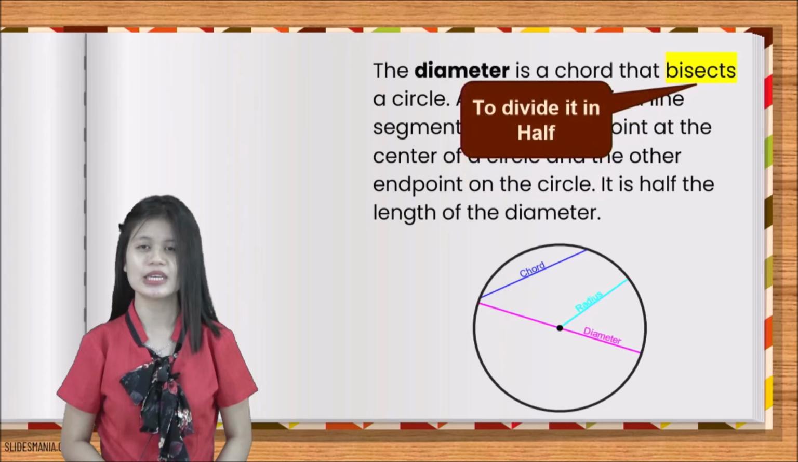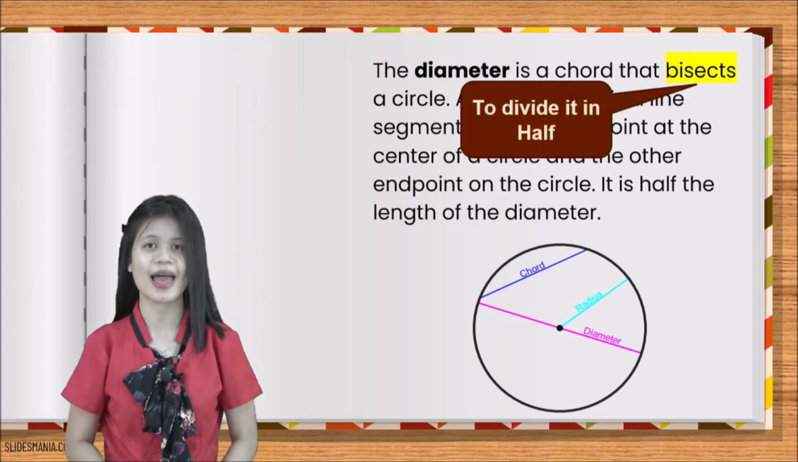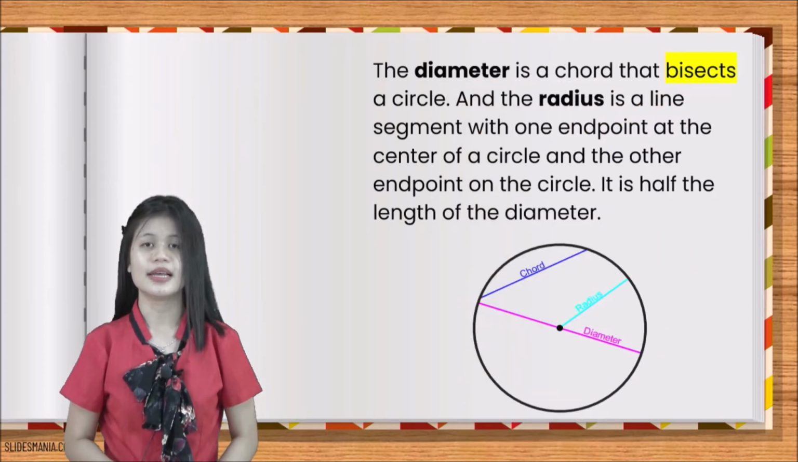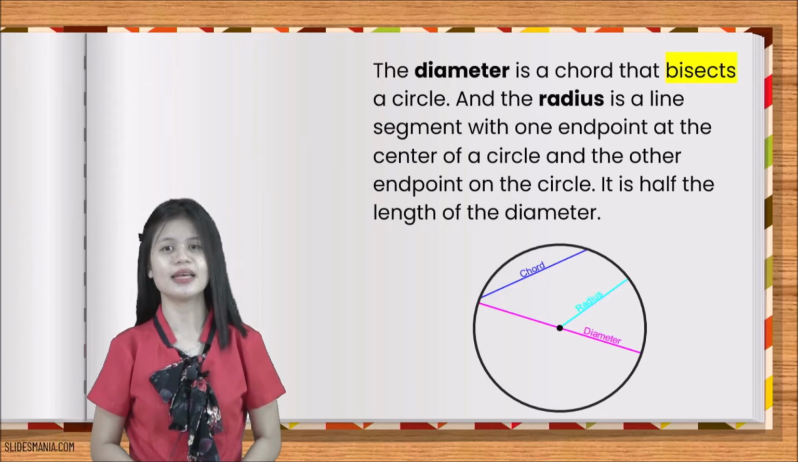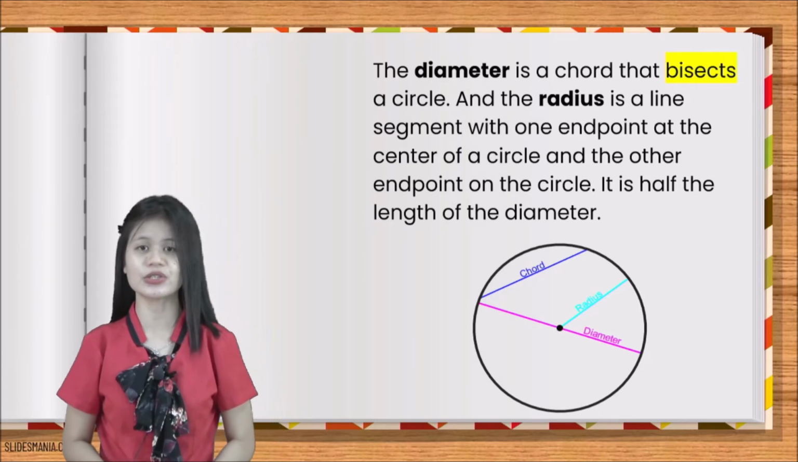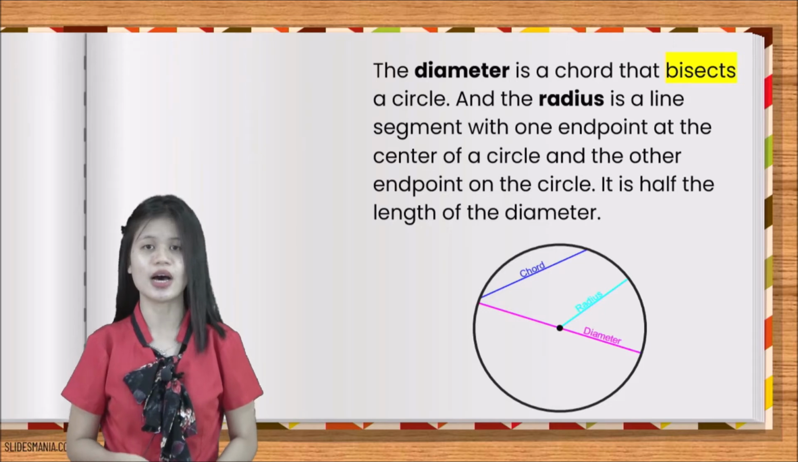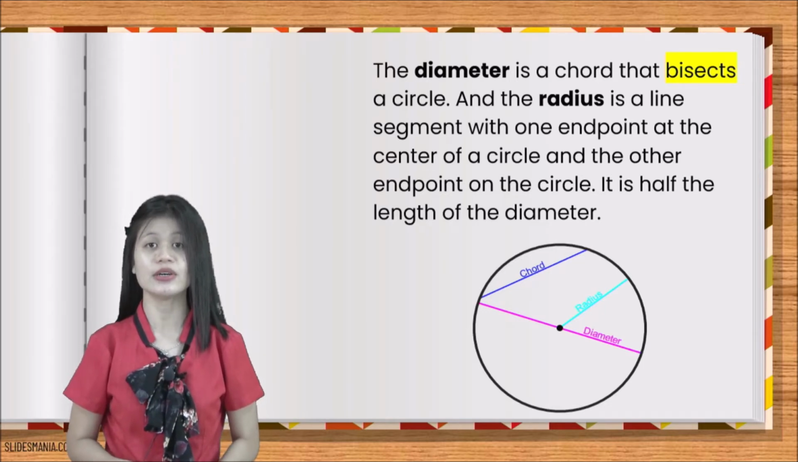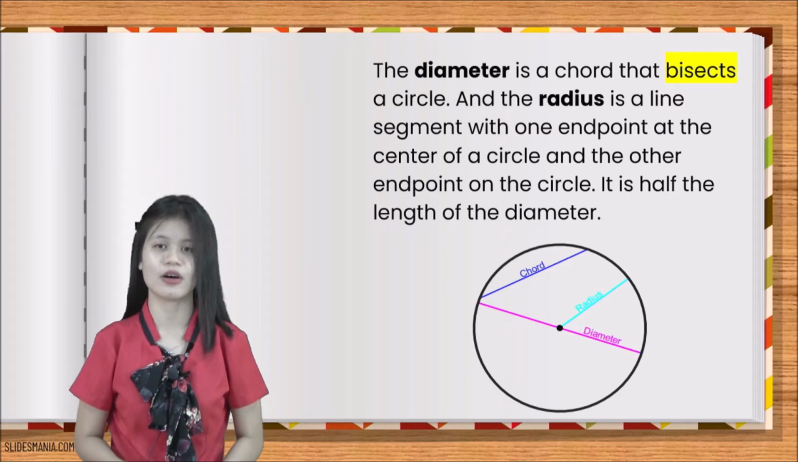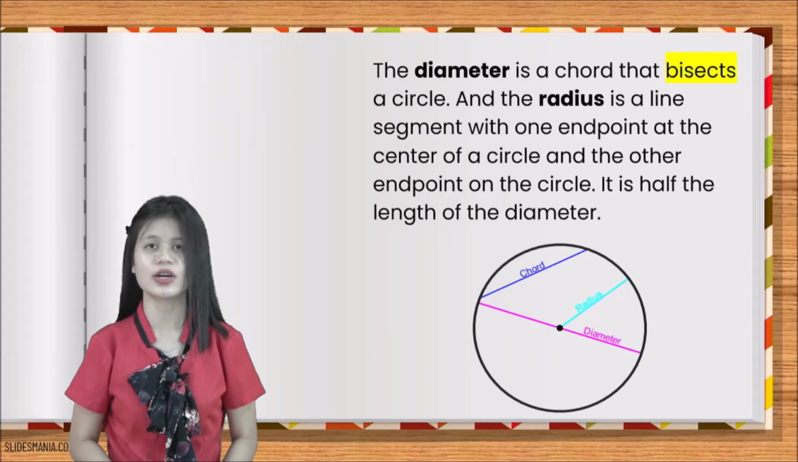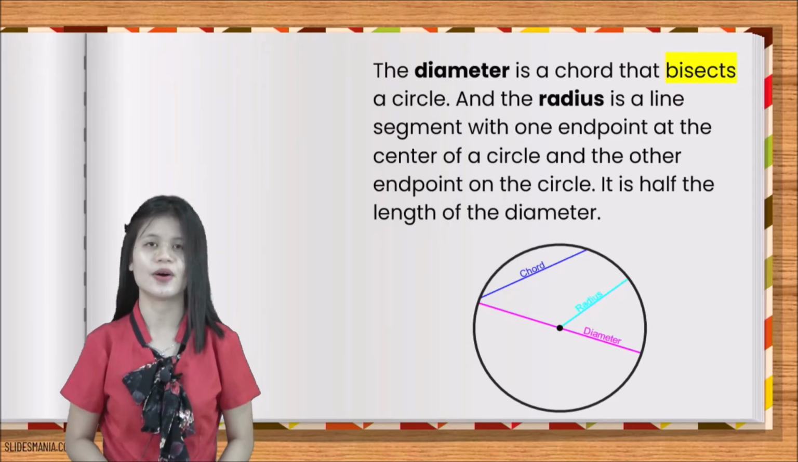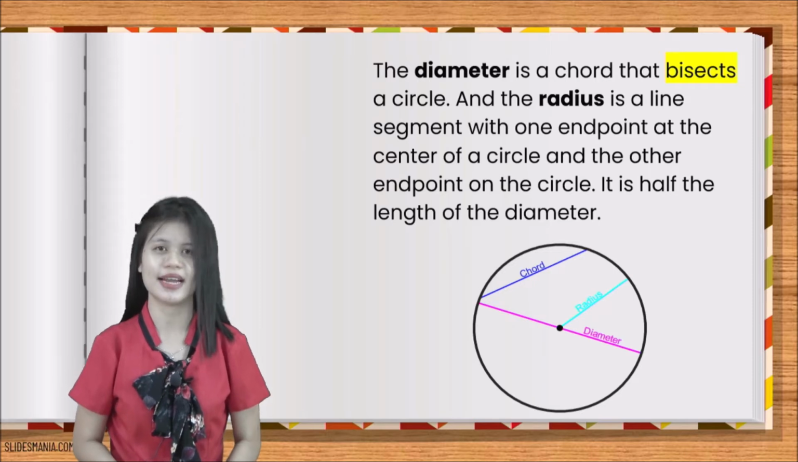Well, it means to divide it in a half or halves. Next, we have the part of a circle. Lastly, radius. And the radius is a line segment with one endpoint at the center of a circle and the other endpoint on the circle. Yes, on the top of the circle. It is half the length of the diameter. In short, from the center of the circle going to the side of a circle. That is radius.